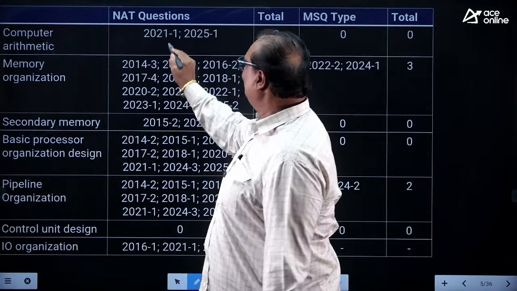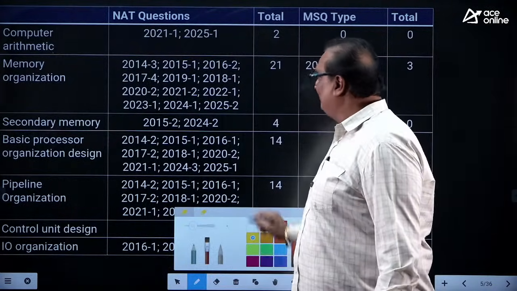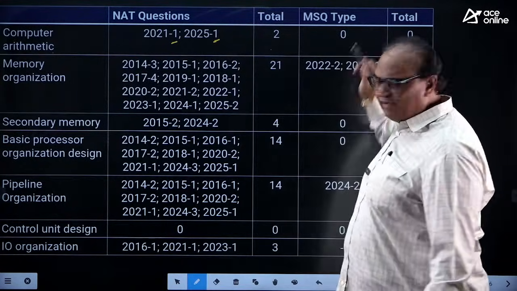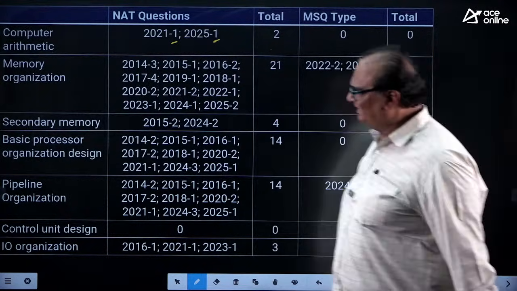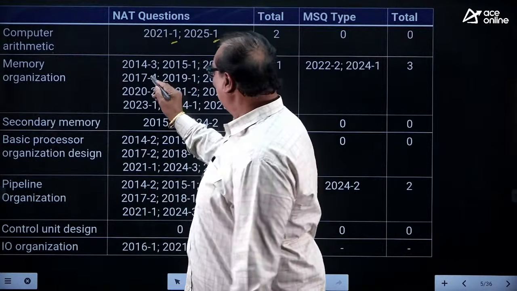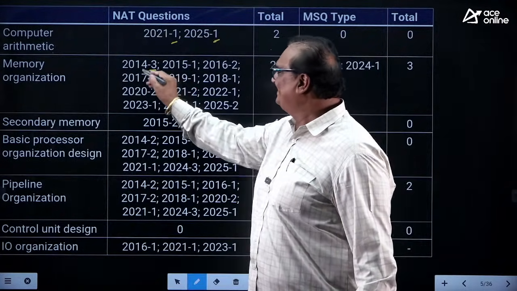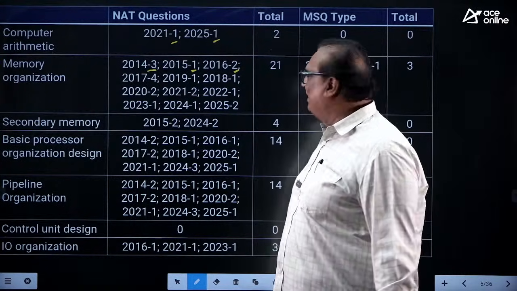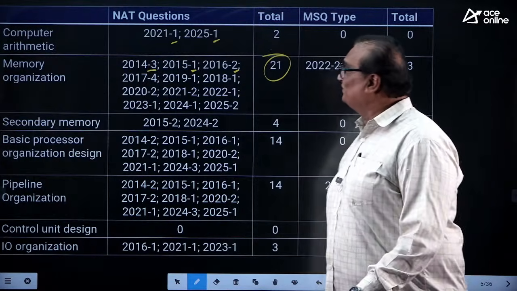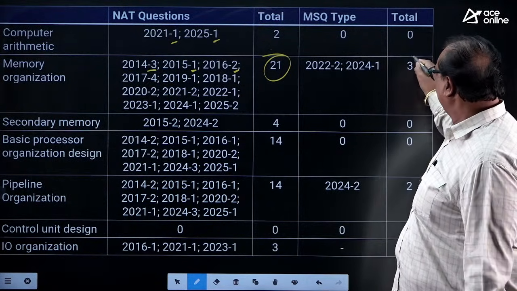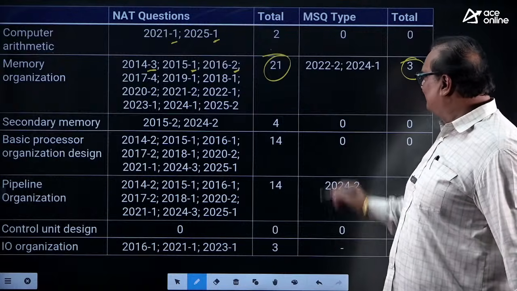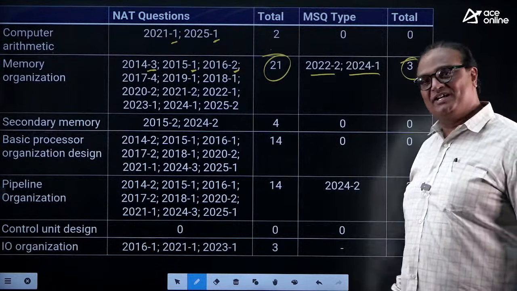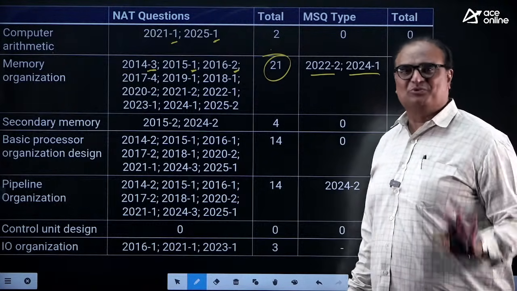Computer arithmetic: in 2021, 1 question; 2025, 1 question. NAT, total 2 questions. But there were no MSQ questions. Especially memory organization: 2014, 3 questions; 15, 1 question; 16, 2 questions, like that. In total, from memory organization alone, we had 21 questions, NAT and 3 MSQ questions in 2022 to 2024. First, this table tells the importance of MSQ and NAT question solutions.